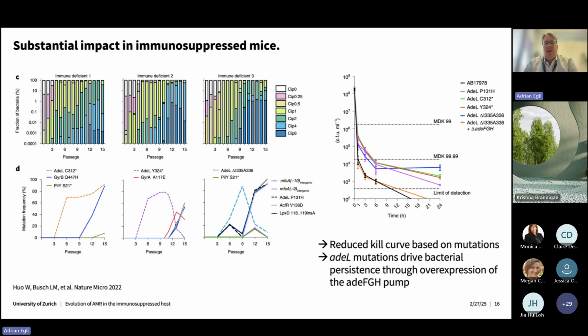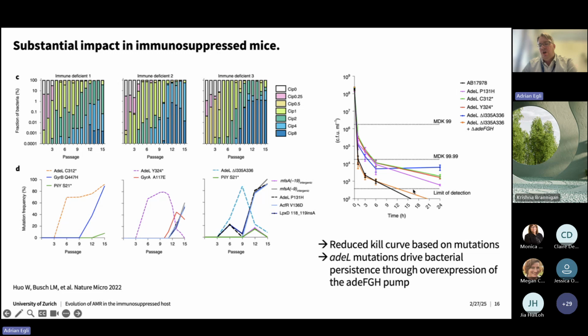But now what is striking is what happens in the immunosuppressed mice, because this is exactly what I told you before. There's an accumulation of resistant subpopulations, and they receive the exact same antibiotic treatment. These were the same mice lines. So the only difference is that these mice were immunosuppressed and the mice before were not. And what you can then see here, there was an accumulation of certain point mutations, and these point mutations were resulting in an overexpression of an efflux pump.